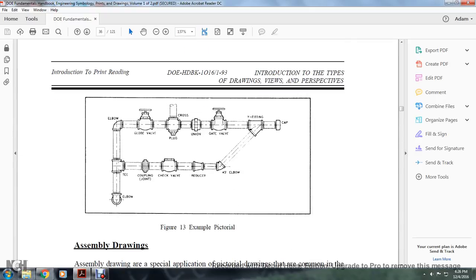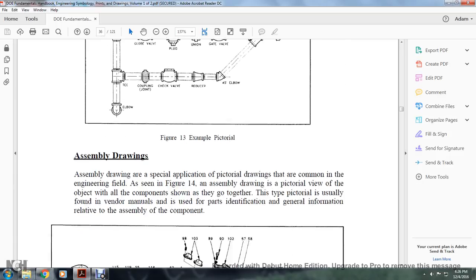All right, Figure 13, as we go over it again: the elbow, the T, the elbow, and the coupling joint, the globe valve, the check valve, the plug and cross, union, reducer, gate valve, elbow, Y fitting, and cap.